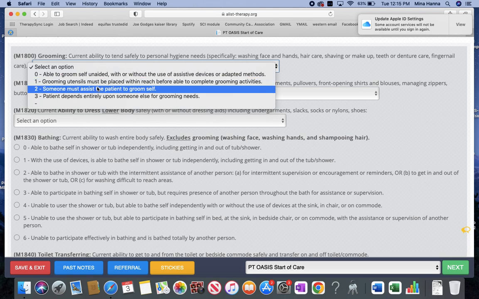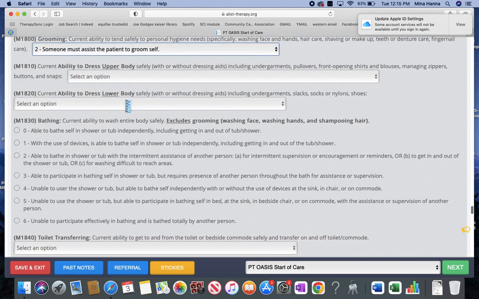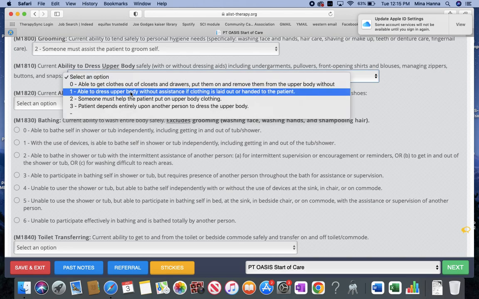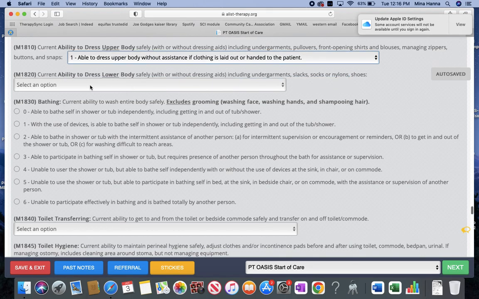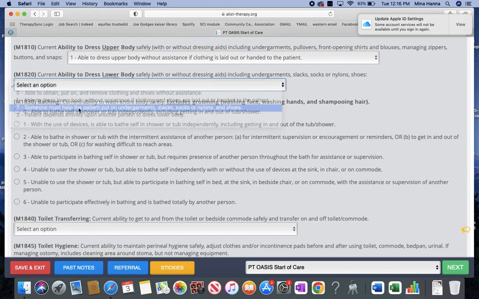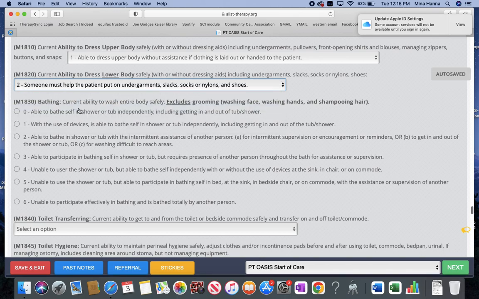So you kind of want to play around with this. So maybe someone's assisting. What about upper body? Well, they can probably dress their upper body, but can they go into their closet and get everything they need to do it? So maybe they just need their clothes laid out for them, and then they can do everything from there. So that can be an example. How about lower body? They just had a total knee. So more than likely, they're really going to need help with their socks and shoes, right? So someone has to help.